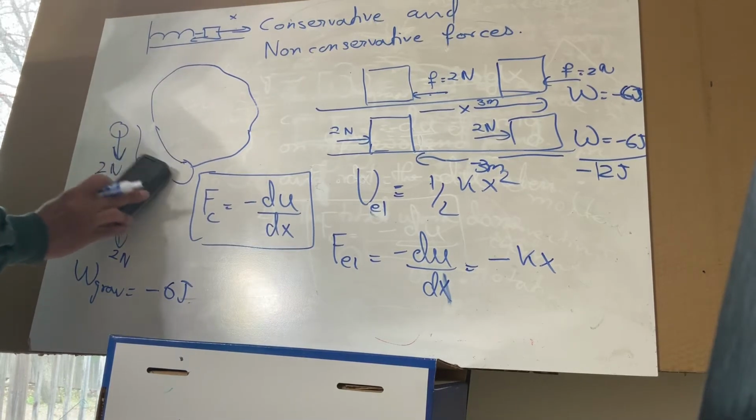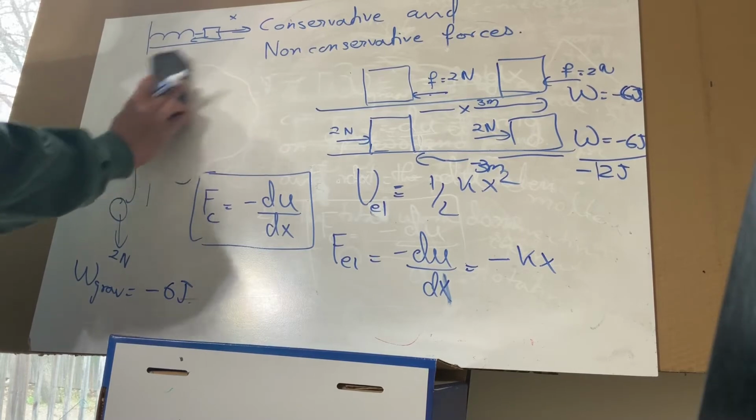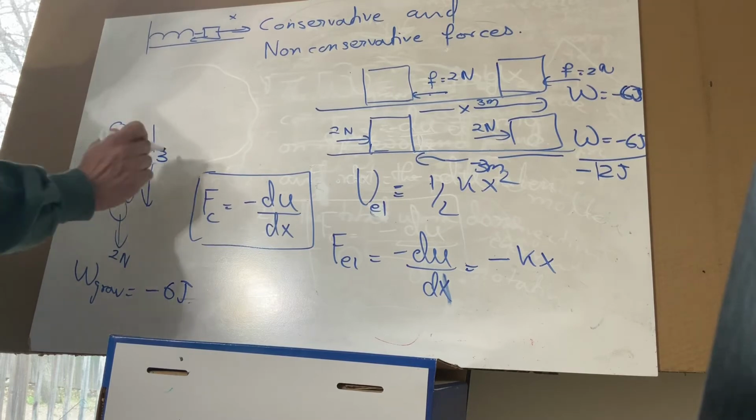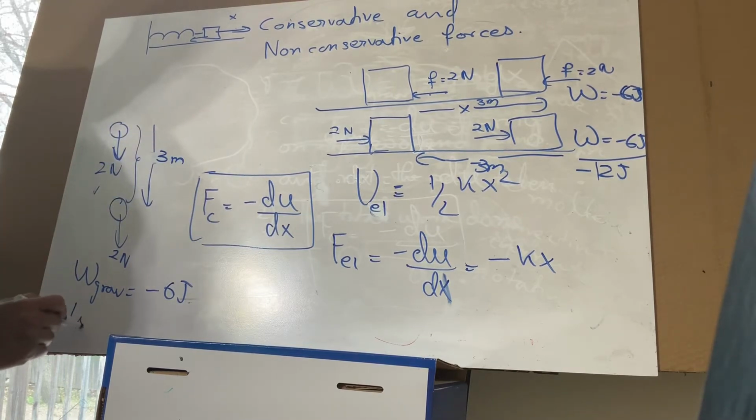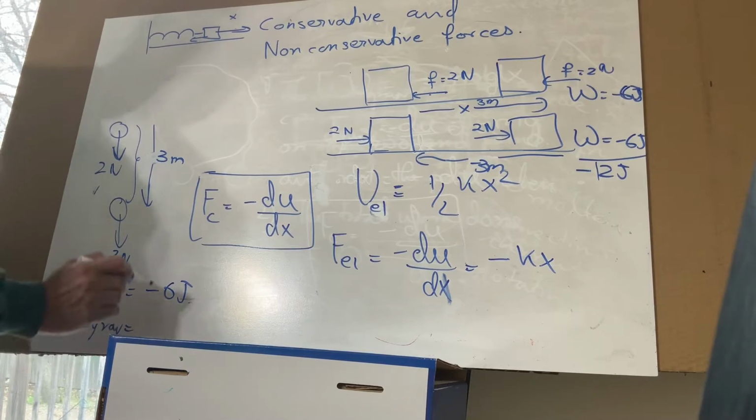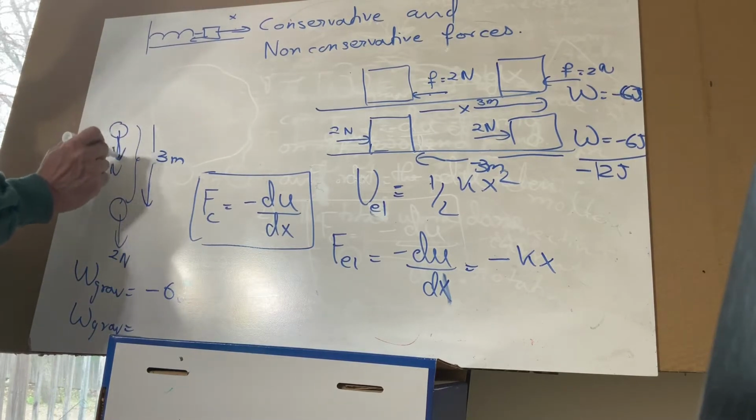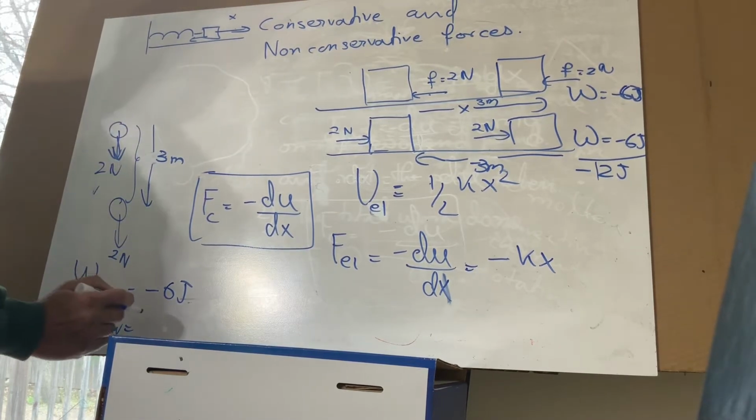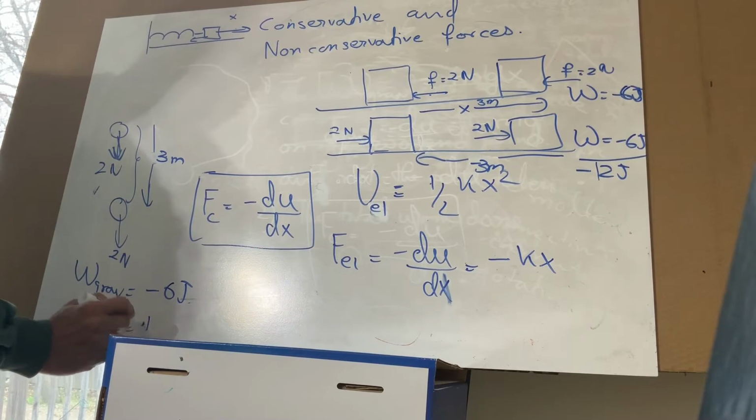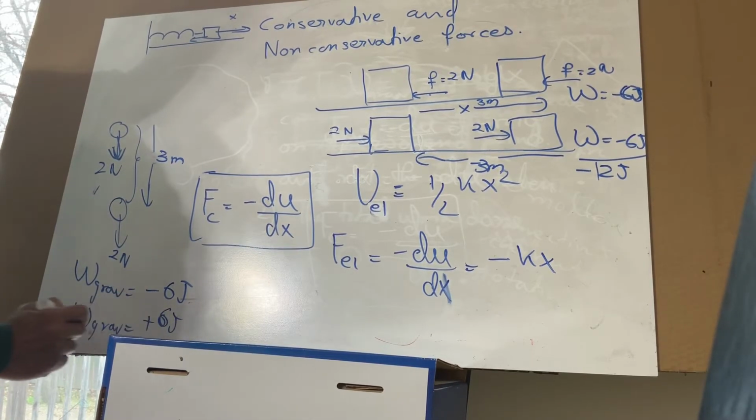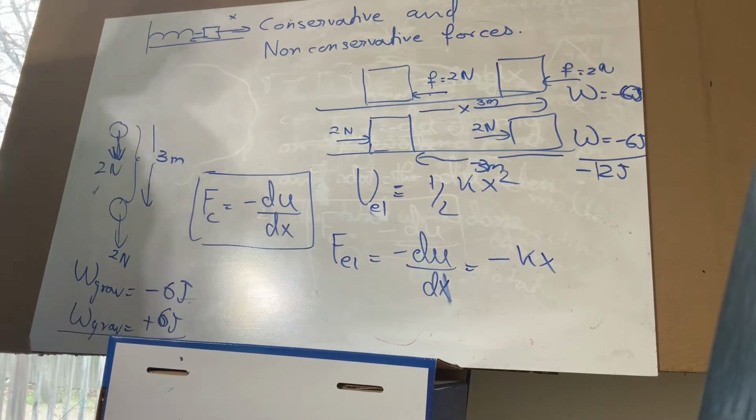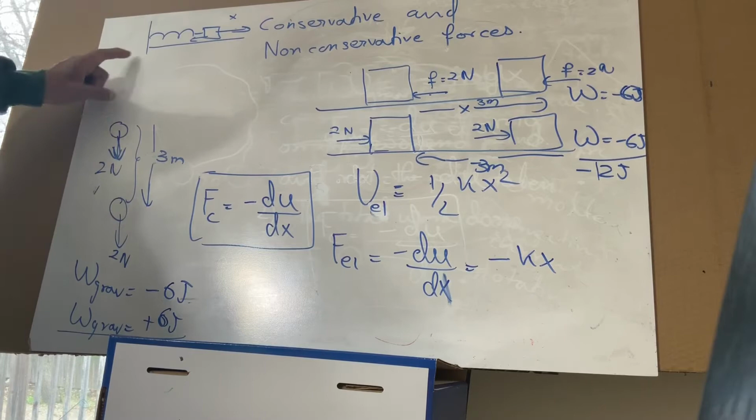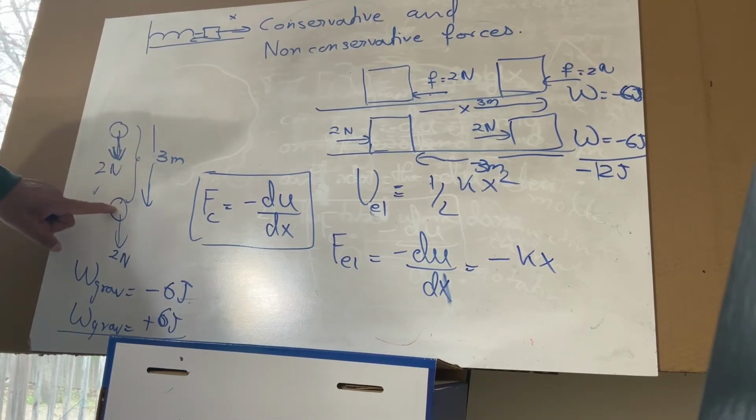The work done in this case would be, because it's now 3 meters downwards, what is the work done? The work done by gravity in falling down is 2 times 3, because they're both pointed in the same direction: plus 2 times plus 3 is plus 6 joules. So what is the total work done? 0 joules.